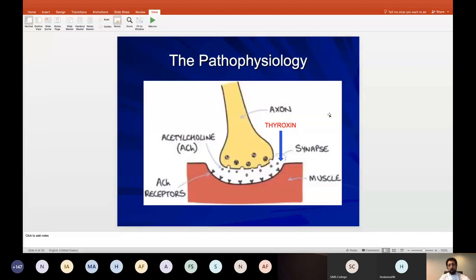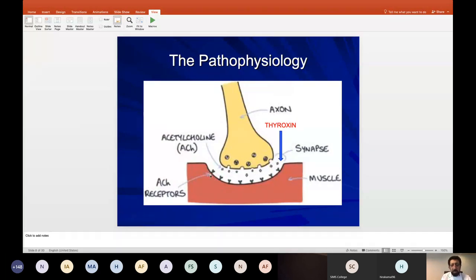Let's see what happens in actually thyrotoxicosis. I've taken this picture from a book. Actually, thyroxine is a catalyst at the neuromuscular junction. So this is how a neuromuscular junction looks like. You'll have an axon and you have dendrites, and there's a synaptic junction between the nerve and the muscle. And you can see that the acetylcholine is actually in the form of small vesicles. It is preserved in the endings of the axons. And these keep on actually getting released into this neuromuscular junction.